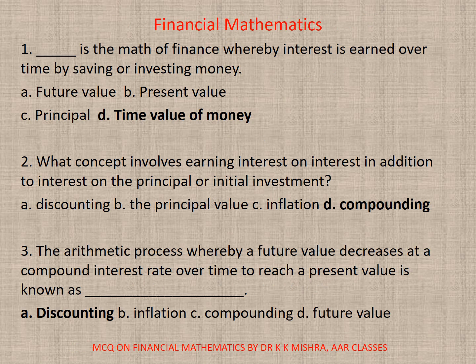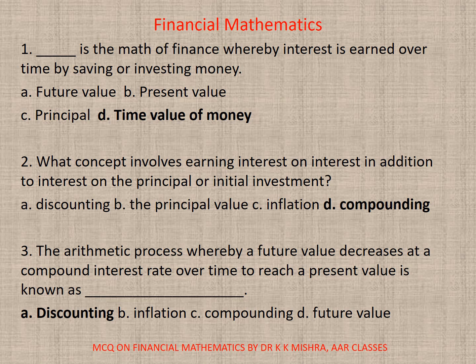Question number 1. Dash is the math of finance whereby interest is earned over time by saving or investing money. A. Future value. B. Present value. C. Principal. D. Time value of money. Correct option is D. Time value of money.